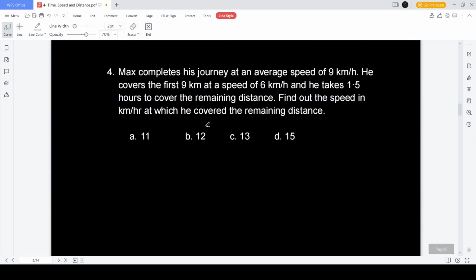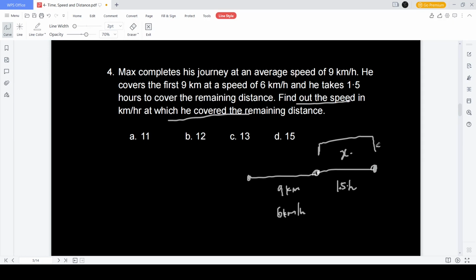Next question. Max completes his journey at an average speed of 9 km per hour. He covers the first 9 kilometers at a speed of 6 km per hour, and he takes 1.5 hours to complete the remaining distance. We'll call the distance x. Find out the speed at which he covered the remaining distance. So this speed we have to find out.